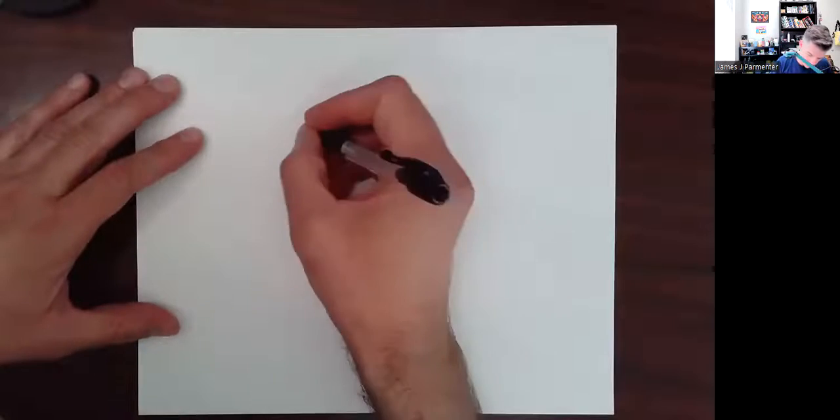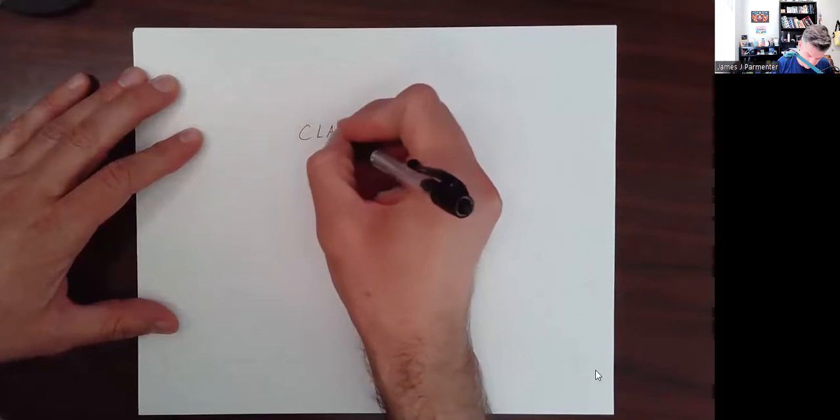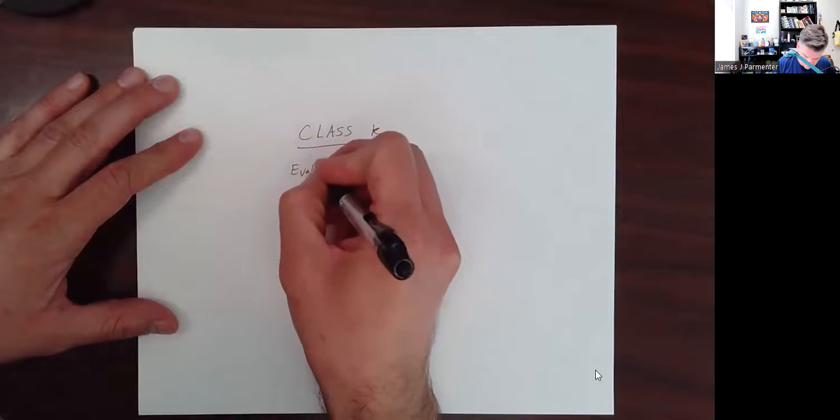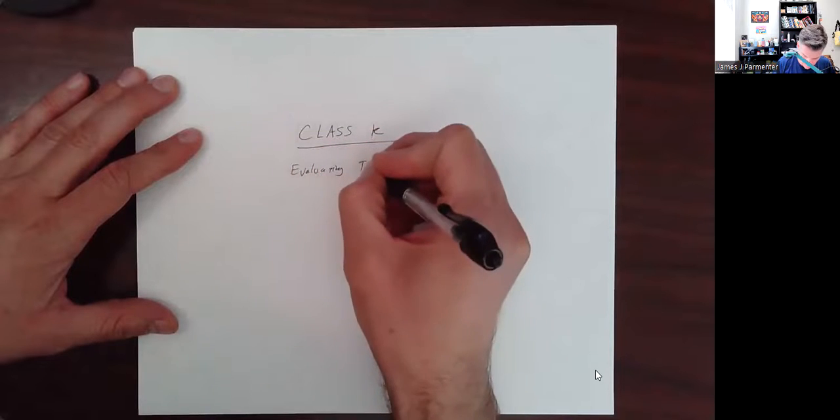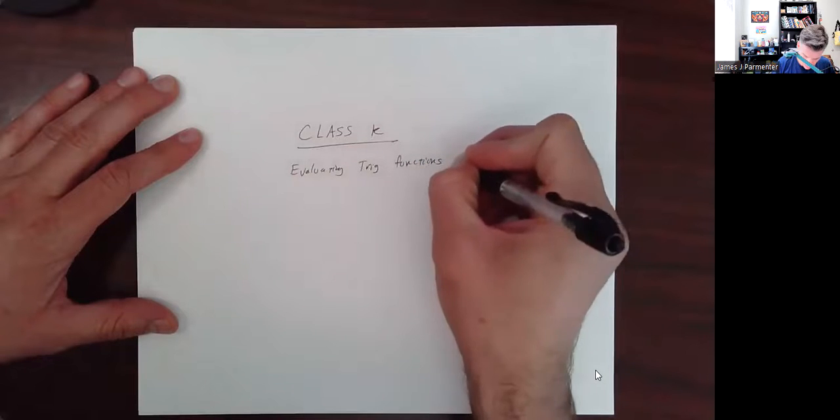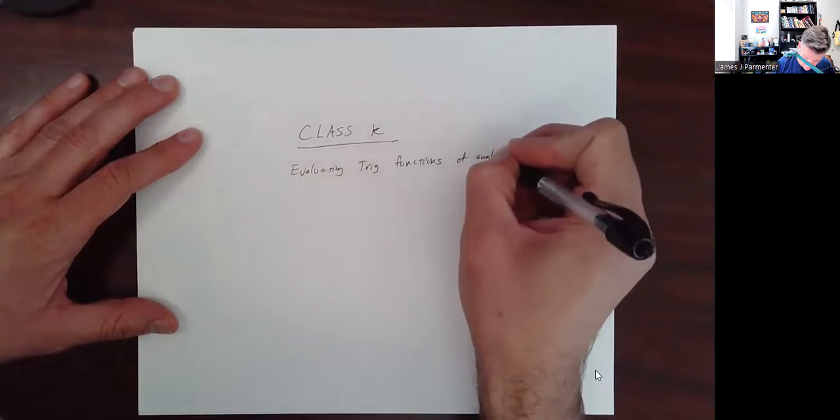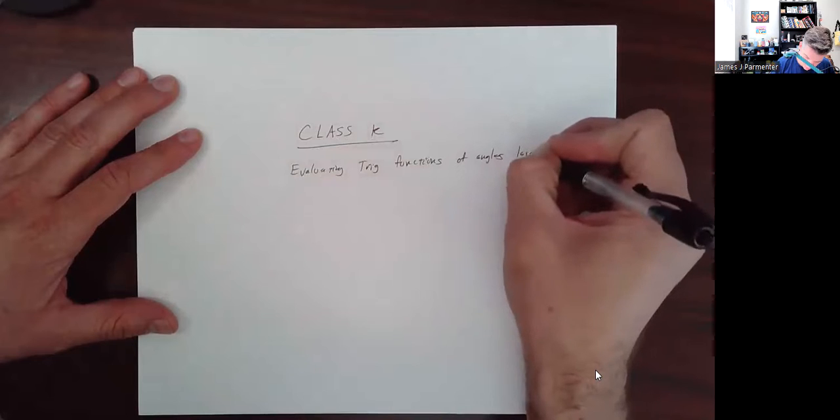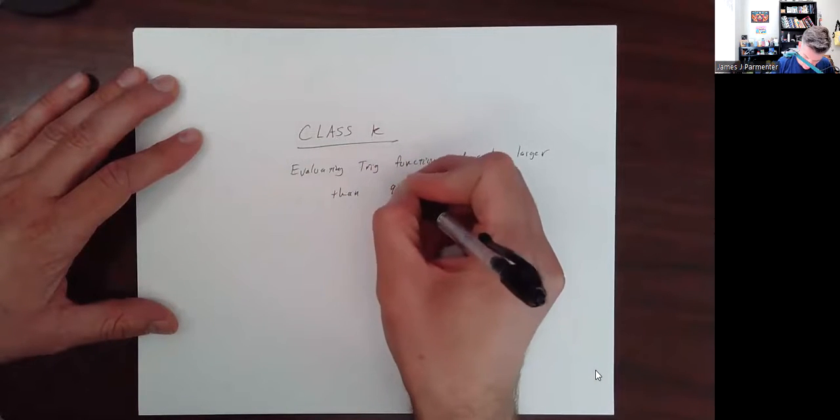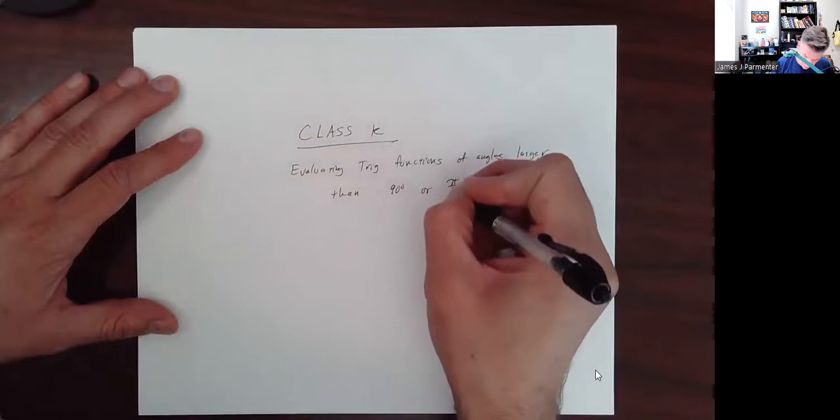Class K. Evaluating trig functions of angles larger than 90 degrees, or pi over 2 radians.